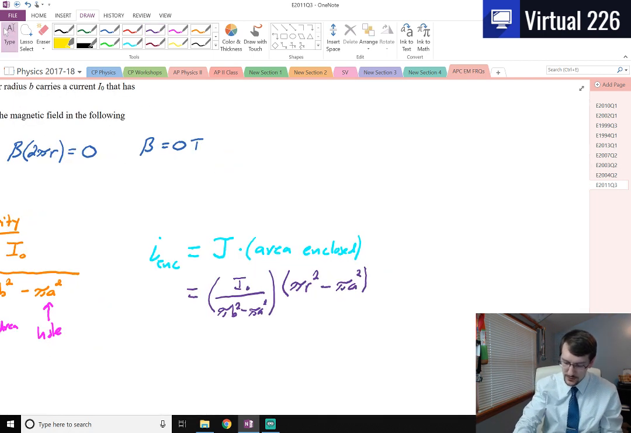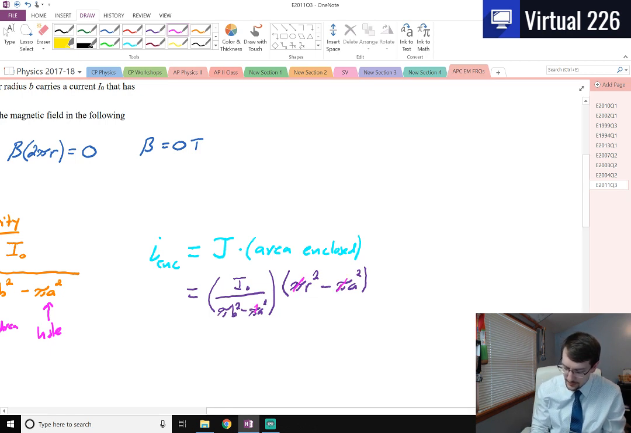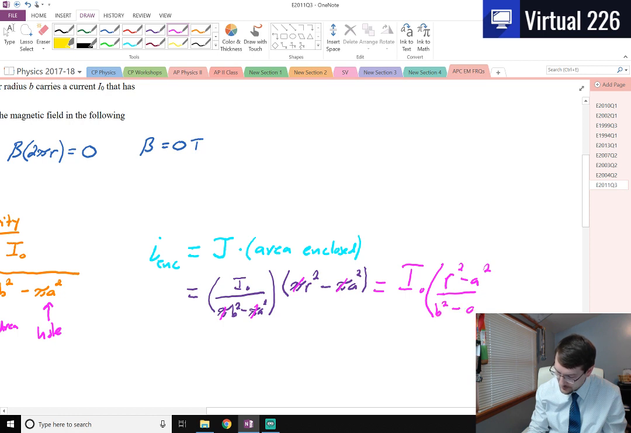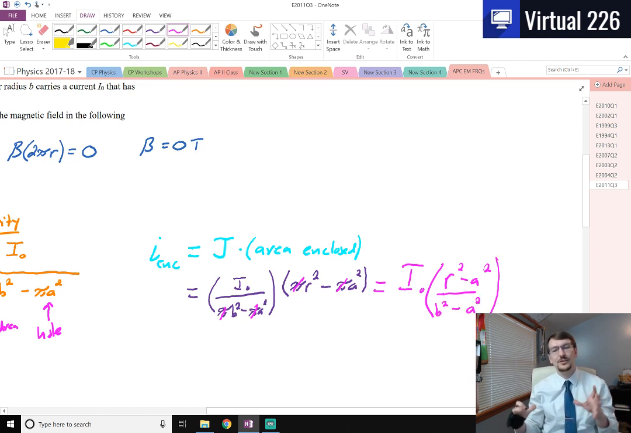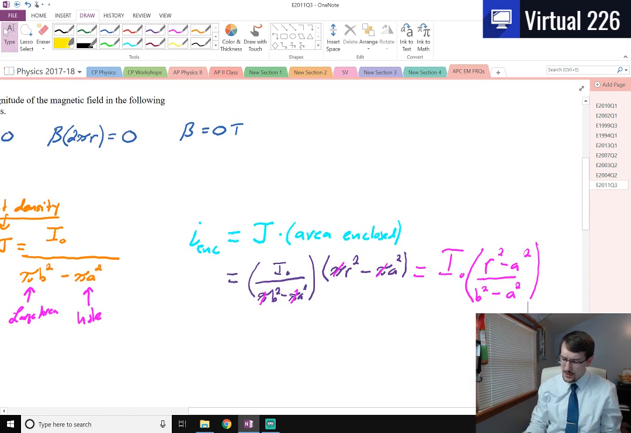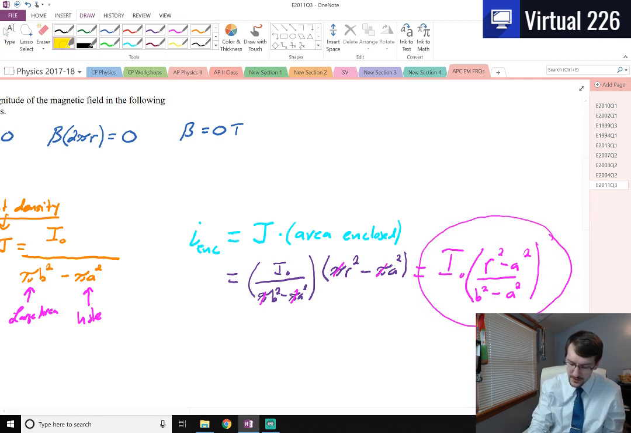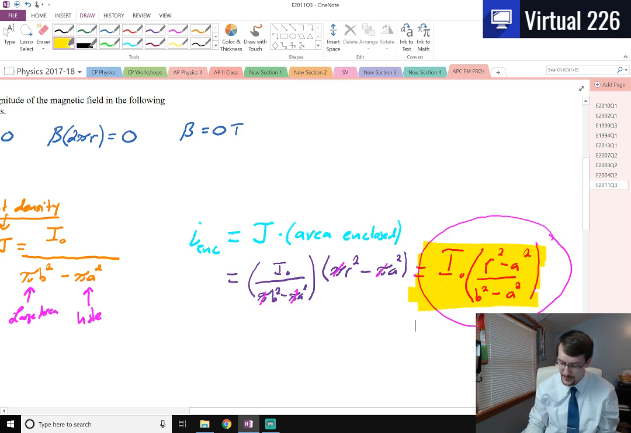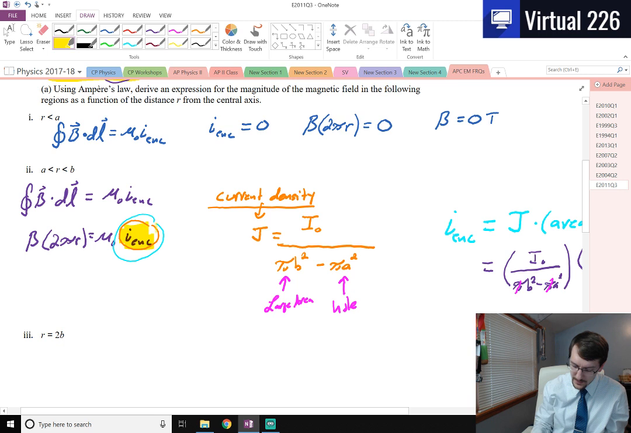If we take a look at this real quick, we can see that if we pull pi's out of the numerator and the denominator, all the pi's are going to wipe away. And we see that our current enclosed here is just I naught times r squared minus a squared over b squared minus a squared. That is the current we're actually enclosing here. We just got that by using the density. Now that I have this current enclosed, and that was the hard part here, we've always done similar things when we do Gauss's law and look at the charges enclosed. This time it's just current. We can dump that right back to where it belongs.